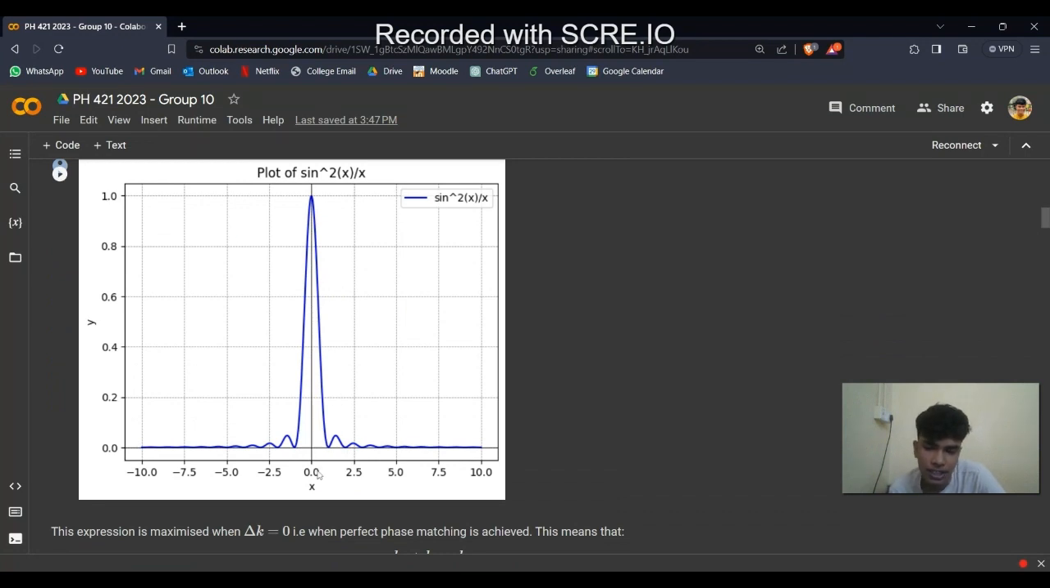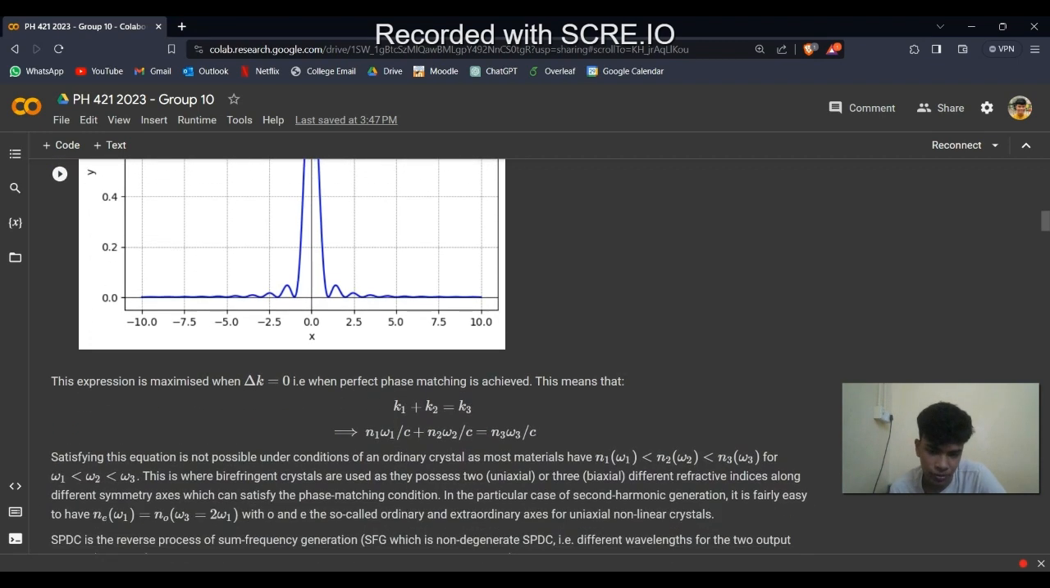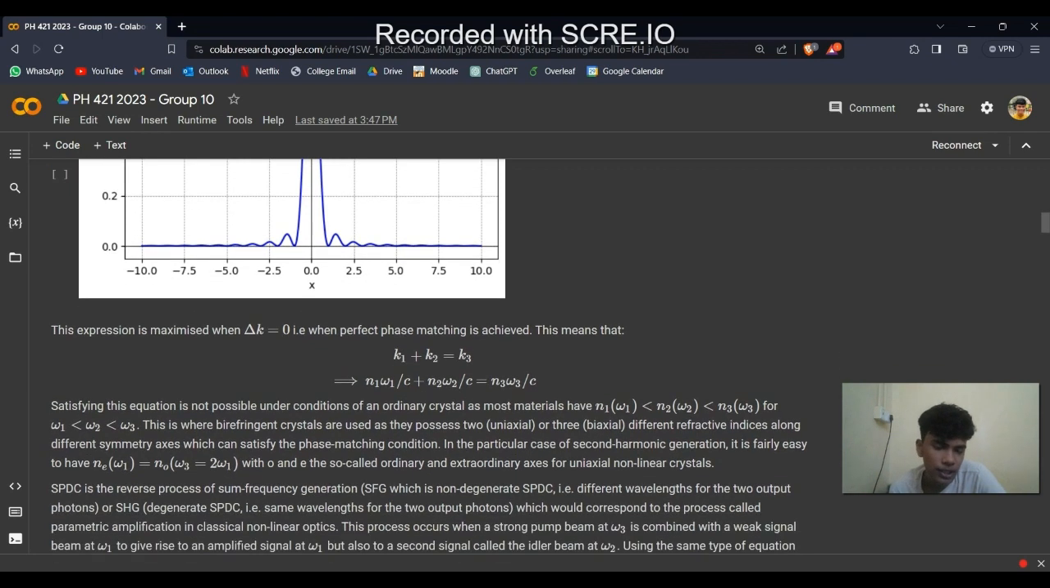And here we can clearly see that we want delta k equal to 0 for maximizing our output. When phase match is perfectly achieved, we have the maximum amount of intensity of our output wave. This is what we want to achieve. But note that this is not always possible, because when we have ordinary crystals, we have n1 of omega 1 being less than n2 of omega 2 being less than n3 of omega 3 for an increasing set of frequencies, because this is the condition of ordinary dispersion, right?